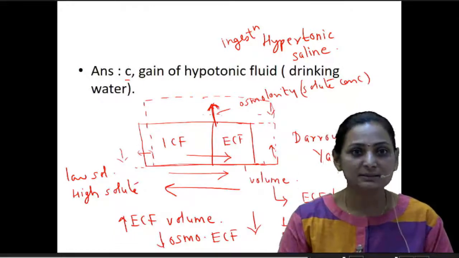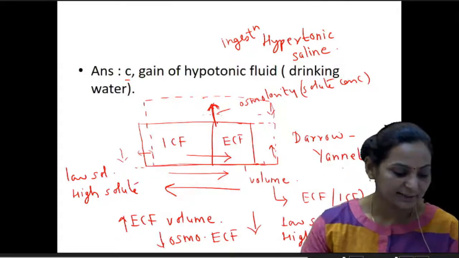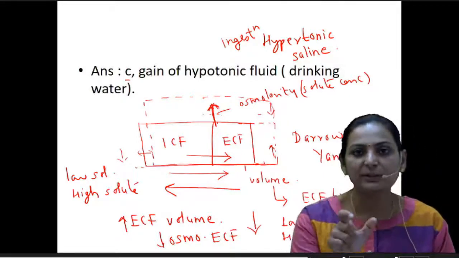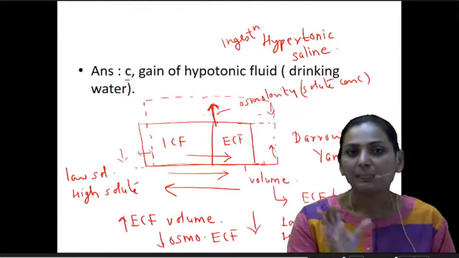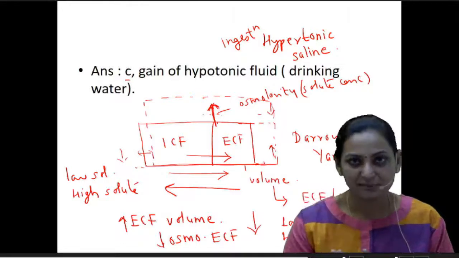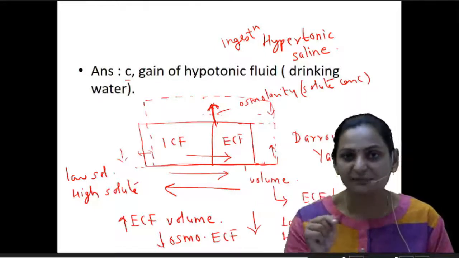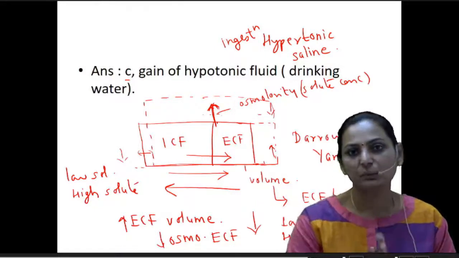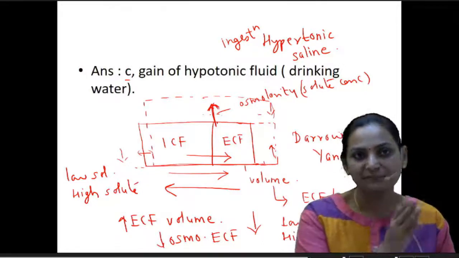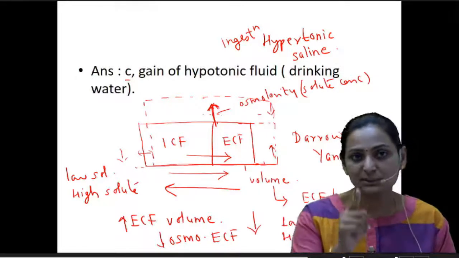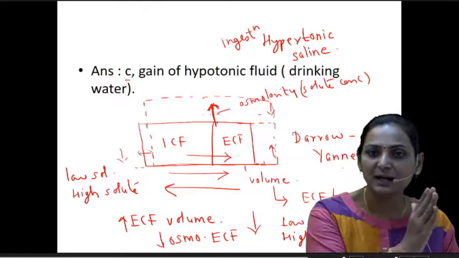So this is the Darrow-Yannet diagram, which explains the direction of movement of fluid. The concept is that the tonicity of the ECF defines the direction of movement of fluid. If the tonicity of the ECF is more, fluid will come from the ICF to the ECF. But if the tonicity of the ECF is decreased, the fluid will move from the ECF towards the ICF.